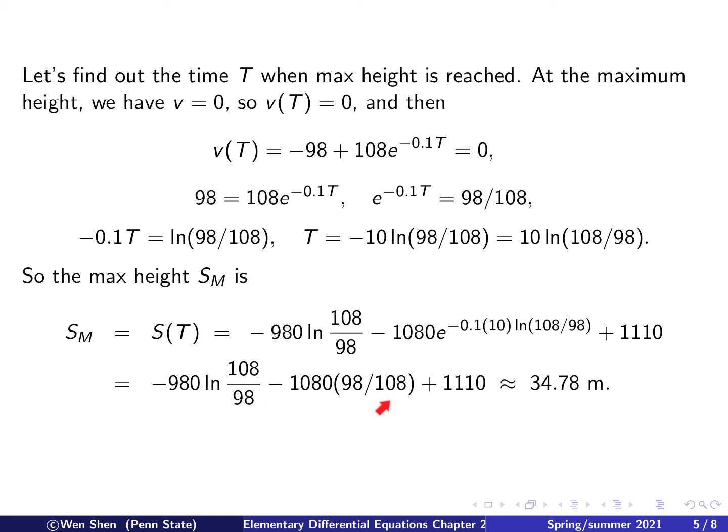And then here probably it's safe to hit your calculator and find an actual number. So it's 34.78 meters. So remember, the building was 30 meters high. So actually the additional height you managed to throw is only 4.78, less than 5 meters.